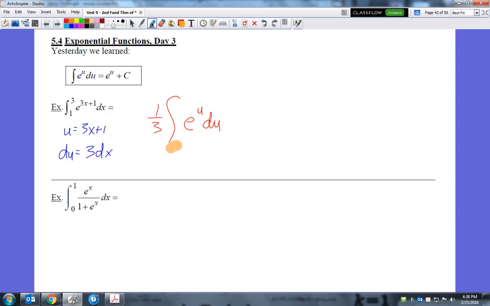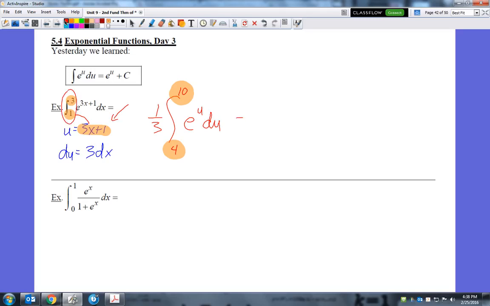And right here, please don't get points taken off from your test because you didn't change your bounds when you were supposed to. Plugging in the 1, we get 3 plus 1, this would change to 4. Plugging in the 3, we would get 9 plus 1, this would change to 10. This is so that we don't have to go all the way back to the in terms of x and using those limits of integration.